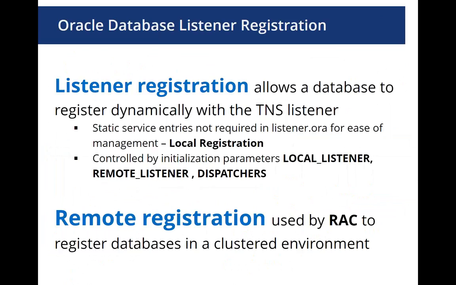In much earlier versions of the Oracle database, you actually had to go into the listener.ora file and put in the static entries to tell it what databases were connecting to it. Listener registration allowed that process to happen dynamically. It's actually possible not even to have a listener.ora file. If you just start up the listener, it'll automatically start as the name LISTENER and start on 1521. The database will automatically find that. Everything works really well. This works especially well in local registration.